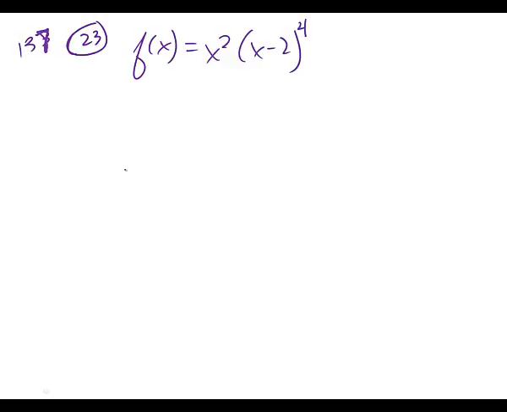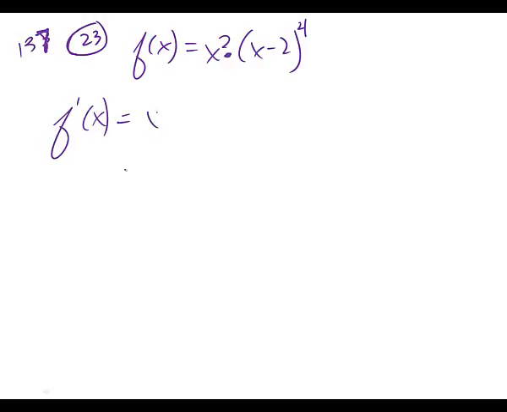So page 137, number 23. We had f of x, so you're going to do a product and a chain, equals x squared times x minus 2 to the 4th power. Alright, we've got a product rule with a chain rule embedded in it. Well, sort of. The chain rule's derivative is 1, so it's not that bad. It's more of a product rule problem.